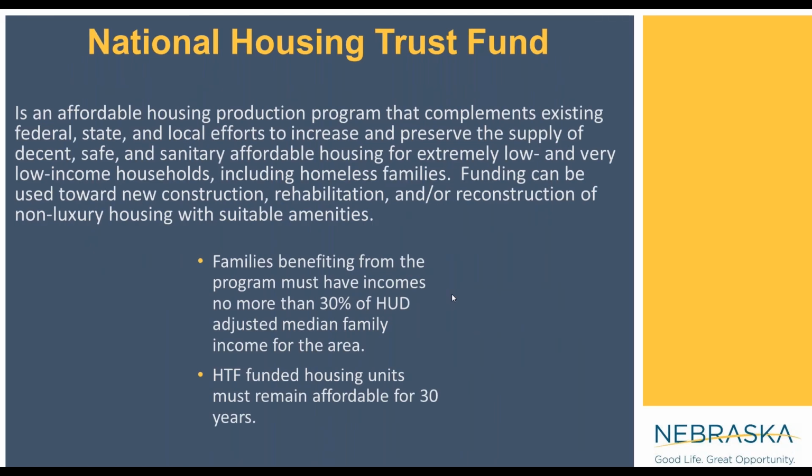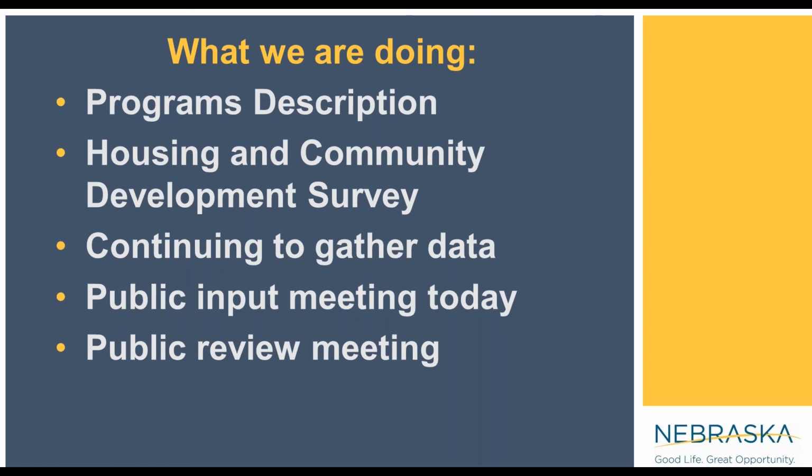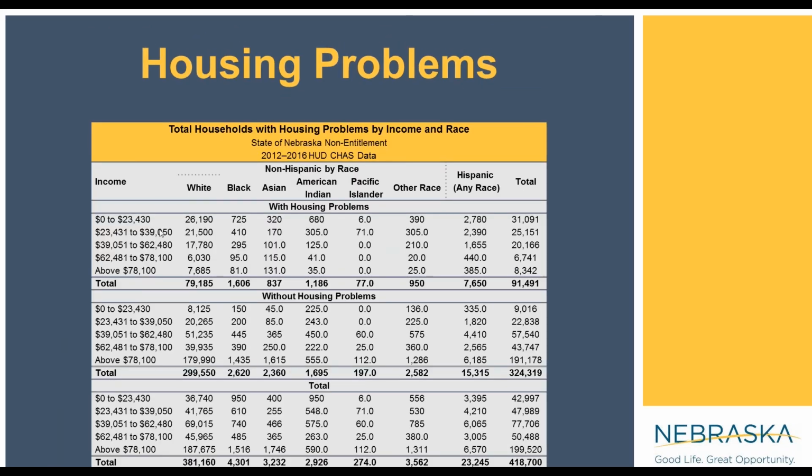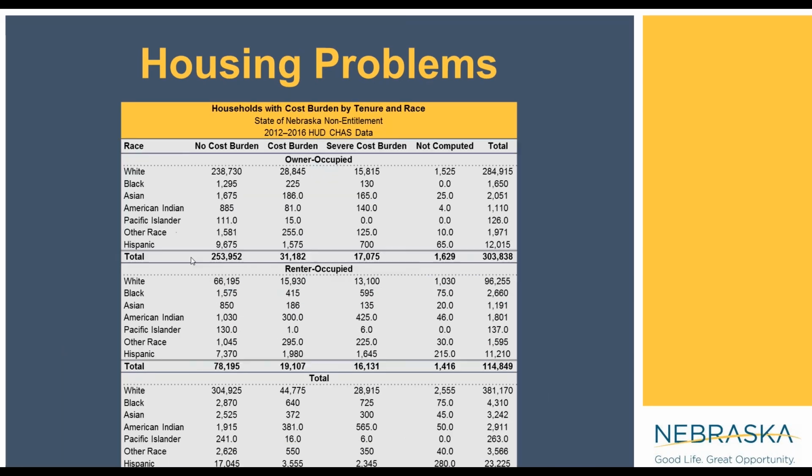The National Housing Trust Fund is an affordable housing production program that complements existing federal, state, and local efforts to increase and preserve the supply of decent affordable housing. Families benefiting from this program must have incomes of no more than 30% of HUD-adjusted median family income. And HTF-funded houses must remain affordable for 30 years. So if you go back to the CHAS data set, we're looking at households with less than around $23,000 per year.